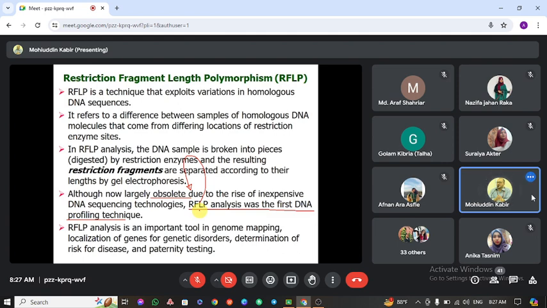And very fast. RFLP analysis takes a long time. Therefore, this technique has become obsolete. However, it is still used in some laboratories that do not have enough funds or resources.